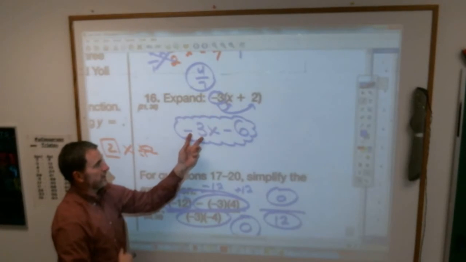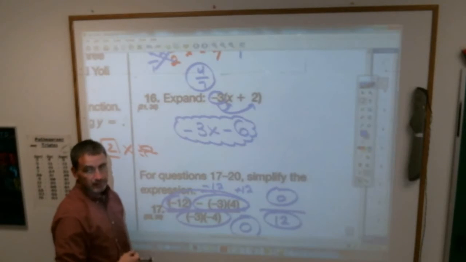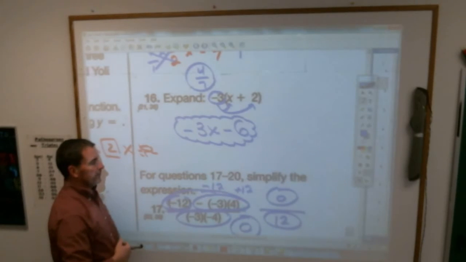Negative 3 times x is negative 3x. Negative 3 times 2 is negative 6. There's not much more to it than that. Because one is negative, the whole thing is negative.